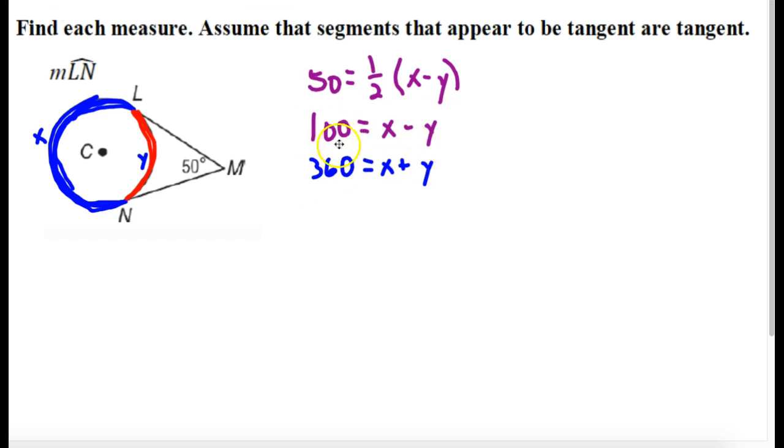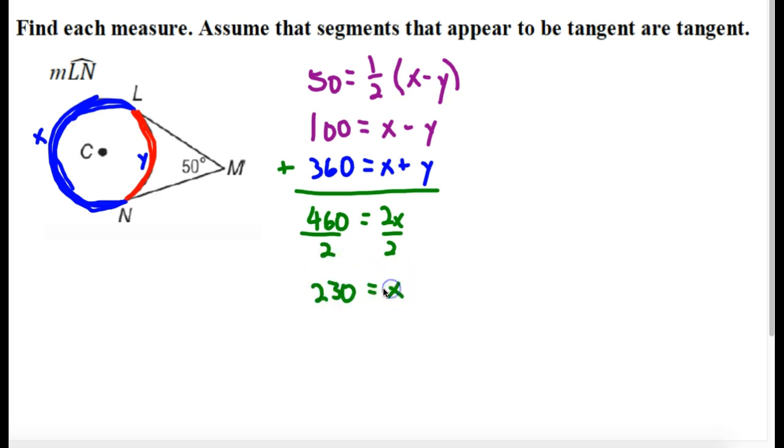If we remember how to solve a system of equations, there's a couple of ways that we could do it, but this system is set up nicely to use elimination. I can just add these two equations together. If I do that, the y's will cancel out. So if I add these together, I will get 460 equals 2x plus 0y. Divide both sides by 2, and I'll get that x is 230.